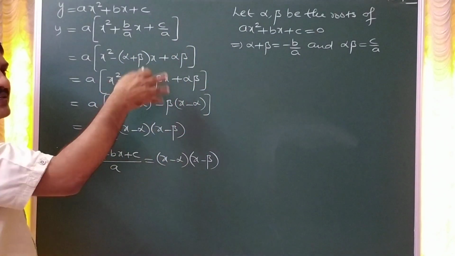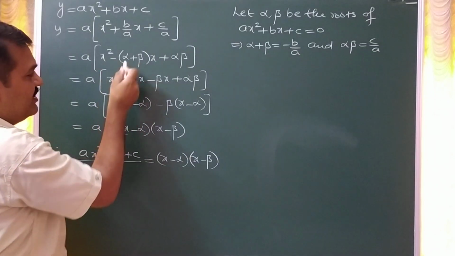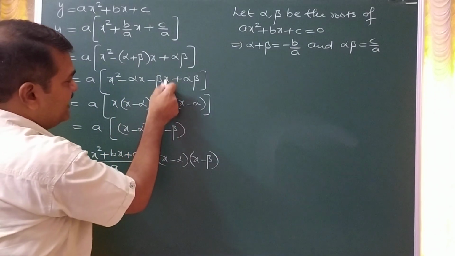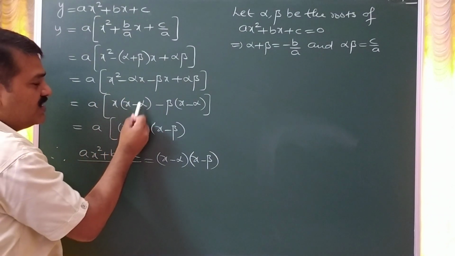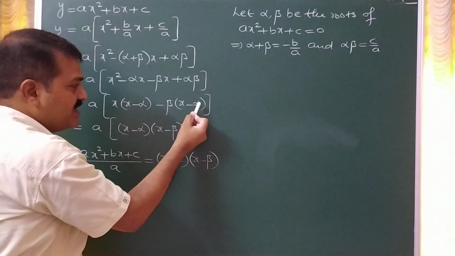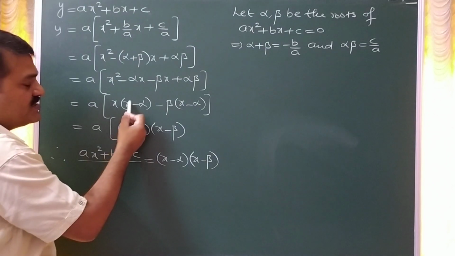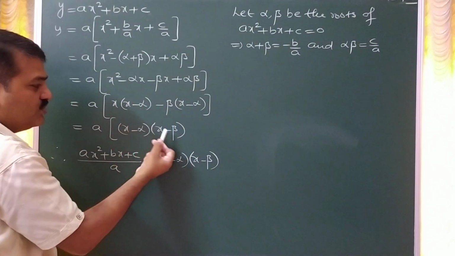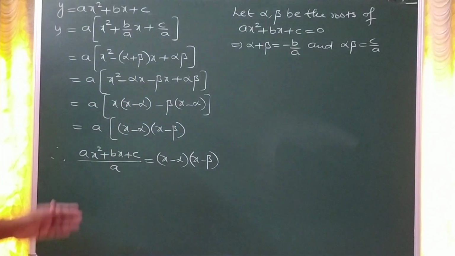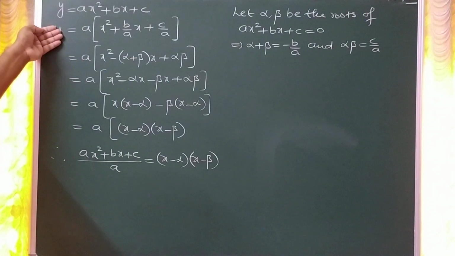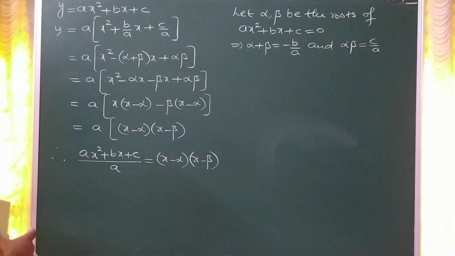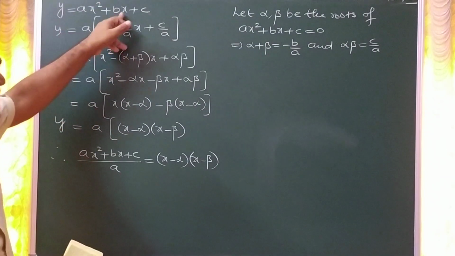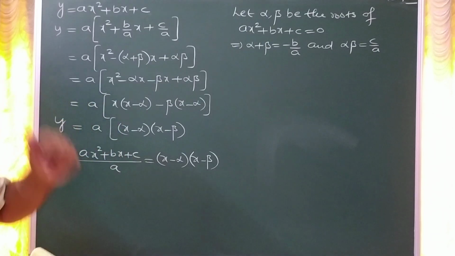Now we can factorize this. x square minus alpha x minus beta x plus alpha beta. Take x common in the first two terms and minus beta common in the next two terms. So x minus alpha is common, and you get this. This is the value of y, where y is ax square plus bx plus c.